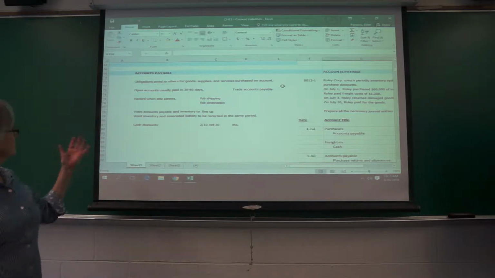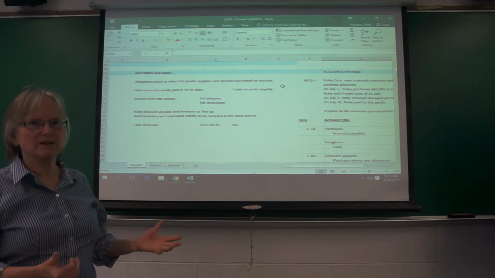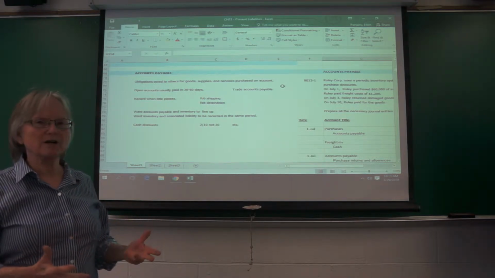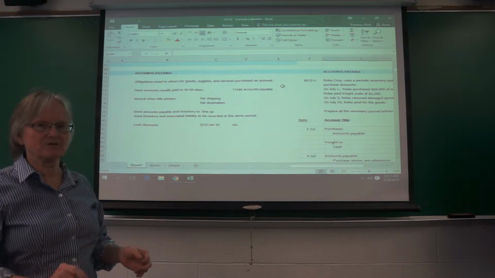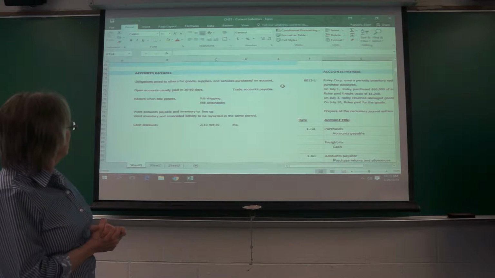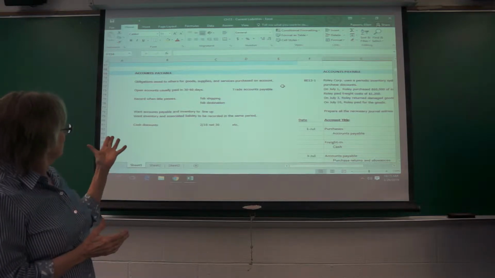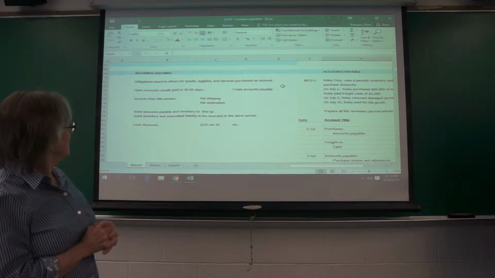These are obligations owed to others: goods, supplies, services purchased on account, generally referred to as open accounts. You don't sign any formal loan agreement. You may sign something that says you've got an agreement with different tradespeople on it. They're usually referred to as open accounts, generally paid within 30 to 60 days.